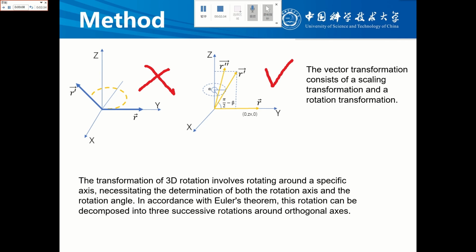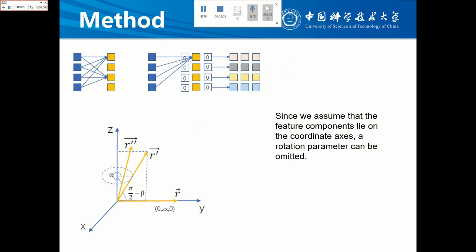One parameter can represent the scaling factor. The transformation of 3D rotation involves rotating around a specific axis, necessitating the determination of both the rotation axis and the rotation angle. In accordance with Euler's theorem, this rotation can be decomposed into 3 successive rotations around orthogonal axes. Since we assume that the feature components lie on the coordinate axis, a rotation parameter can be omitted. Only 2 rotation angles are needed to represent this rotation.